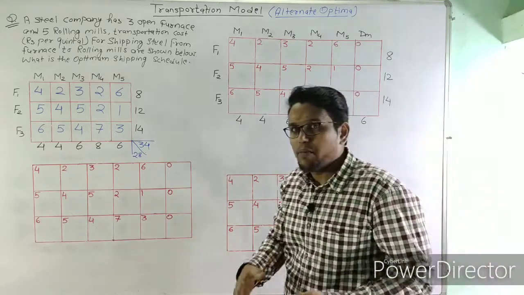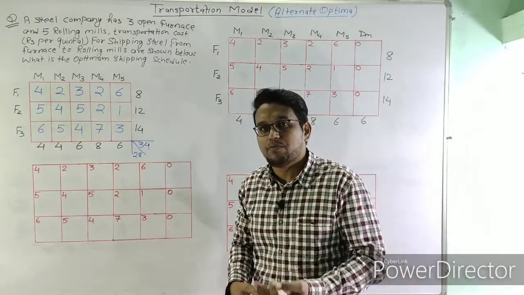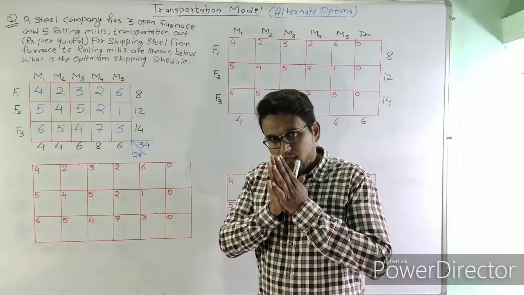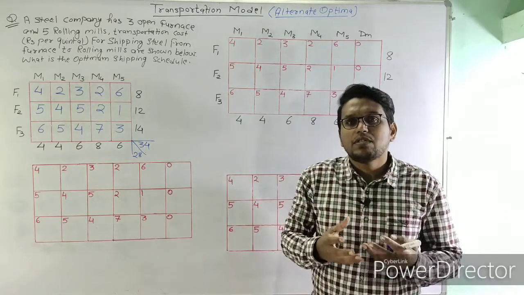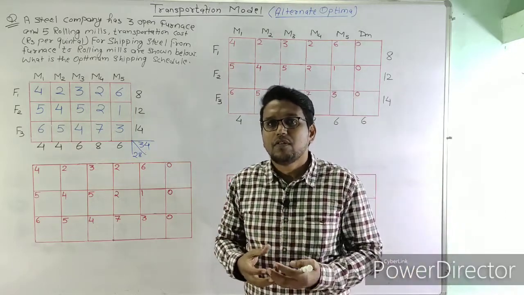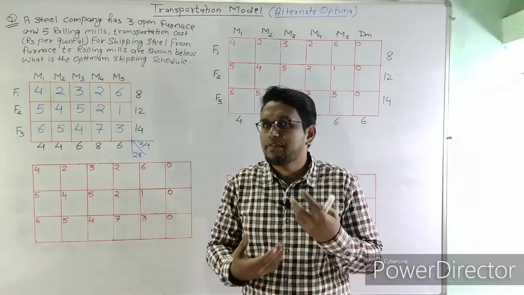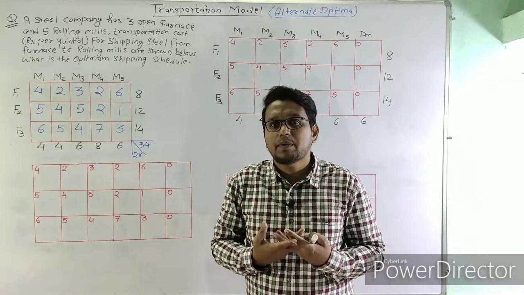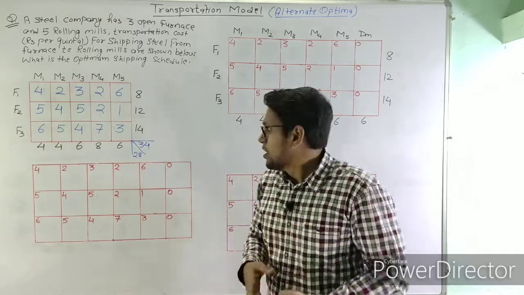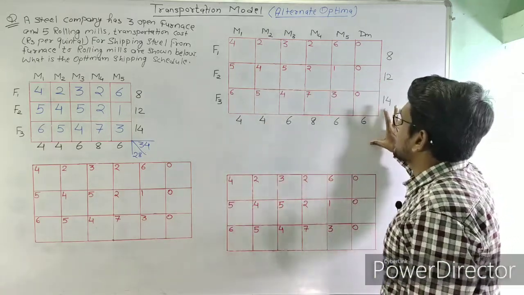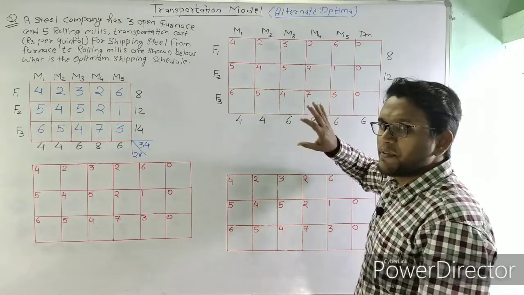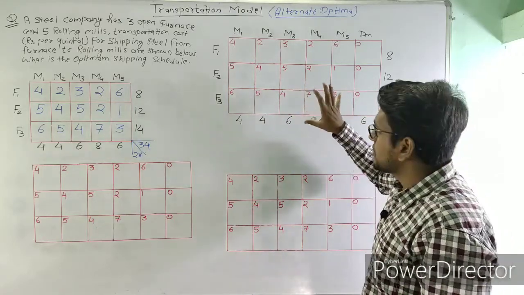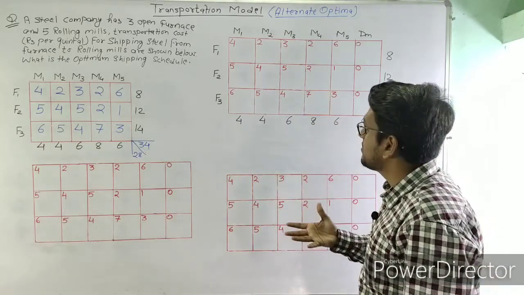So now our problem has been changed into a balanced problem, and first of all what we'll do is we will find out the basic feasible solution for this particular problem, and afterwards we will check for optimality whether our solution is optimal or not. So let us start with finding the basic feasible solution. We will find the basic feasible solution by Vogel's approximation method, or we can call it a penalty method.